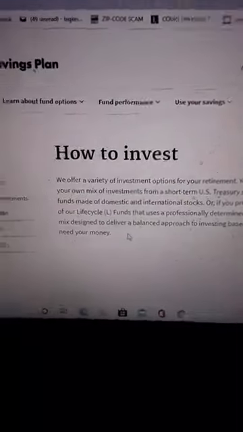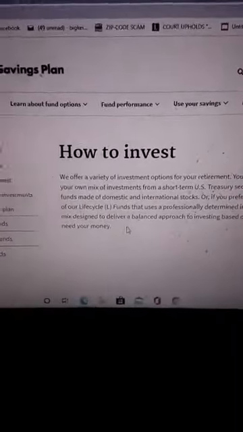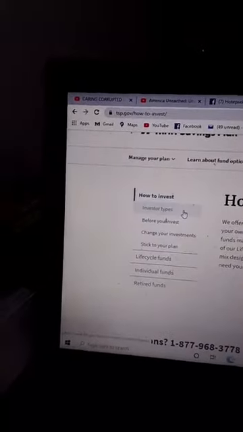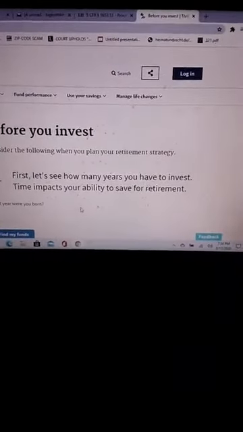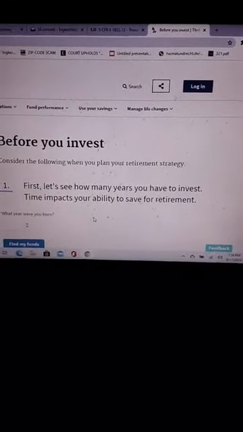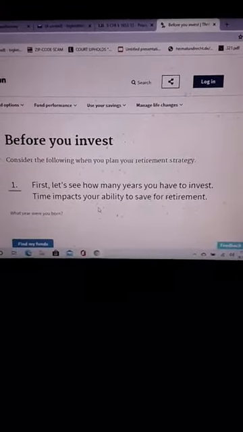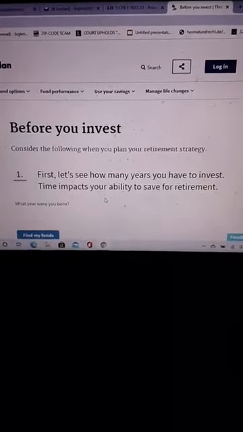Well, if it's your money and it's based on when you need your money, why are we dealing with their funds? Ask yourself this, people. How many years do you have to invest? The older you get, the fewer years you have to invest. And the older you get, the more you realize you're getting screwed. Why do you keep investing? Quit!